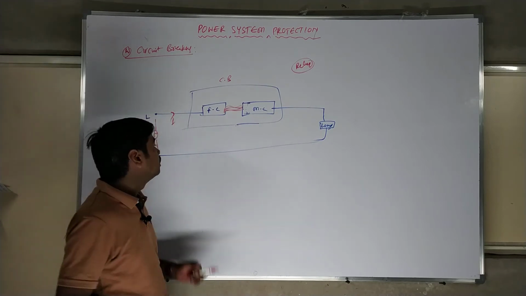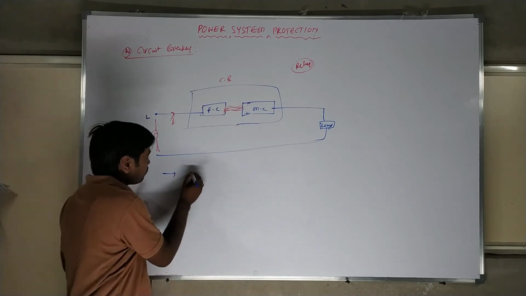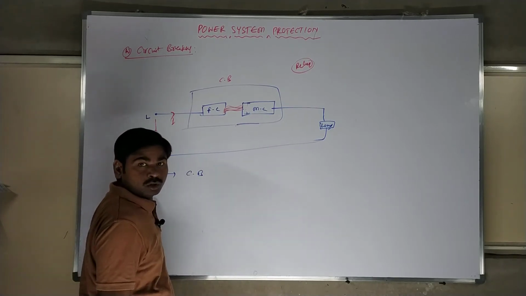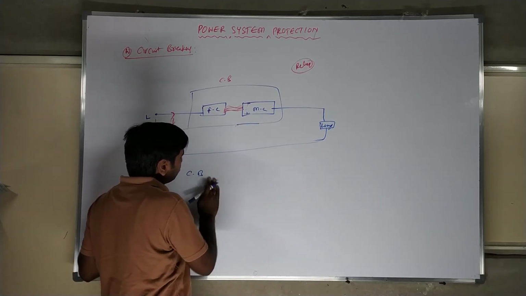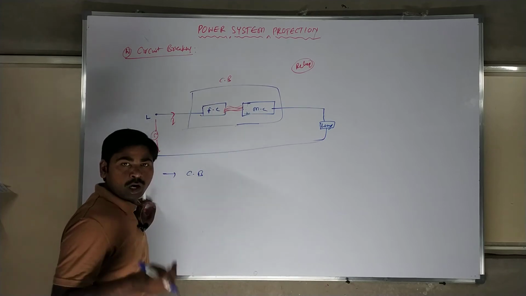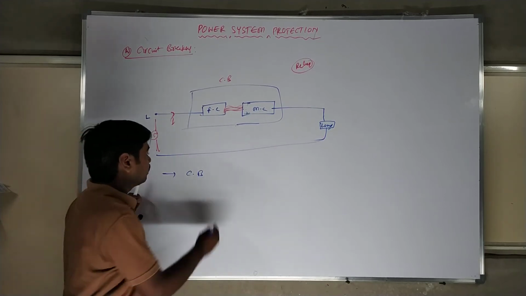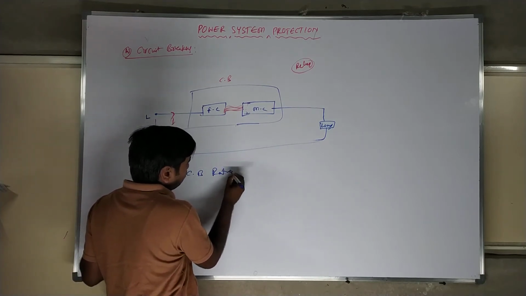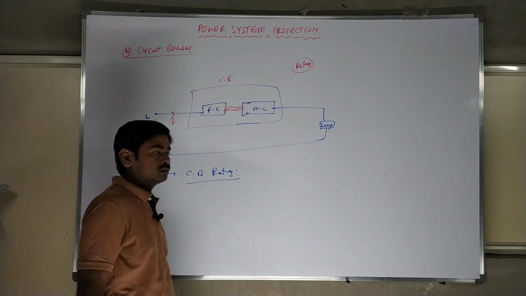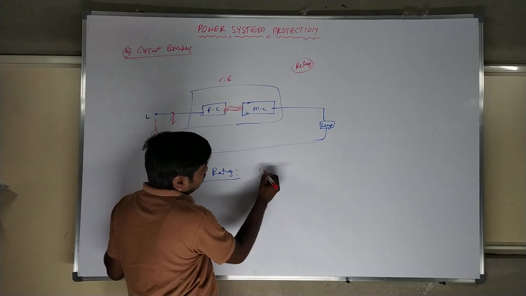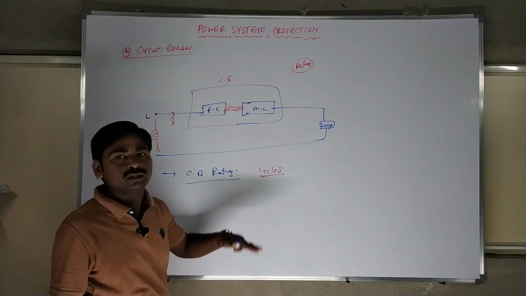A special topic is there. Then one more important thing: the rating of the circuit breaker, or its capacity. Generally, how should the circuit breaker work, and how can we define it? What is the rating of the circuit breaker? We can see the circuit breaker ratings, which define how to measure the circuit breaker's working nature. Generally, circuit breakers are measured in cycles: 2 cycles, 3 cycles, 5 cycles.